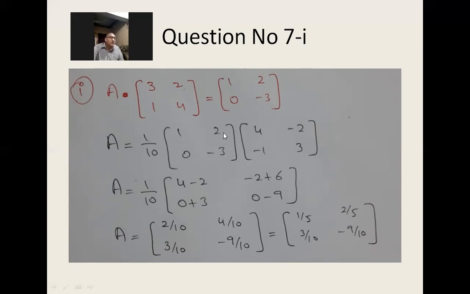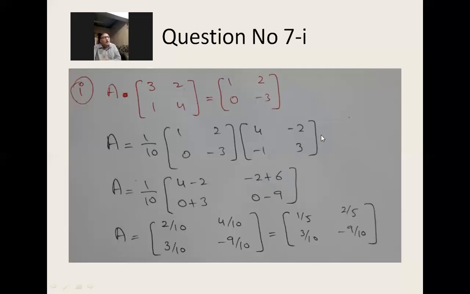So 1 multiply 4, that's 4, and 2 multiply minus 1, that's minus 2. So here I've written 4 minus 2. Then this first row will multiply with this second column. So 1 will multiply with minus 2, and 2 will multiply with 3. So here we have written minus 2 plus 6.